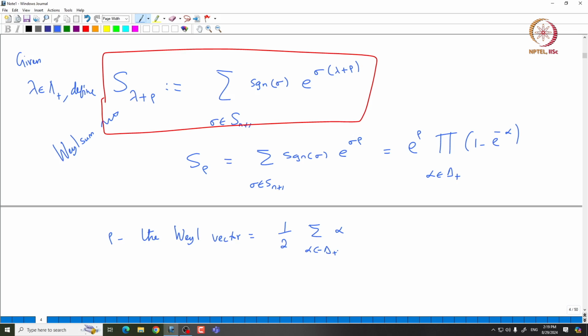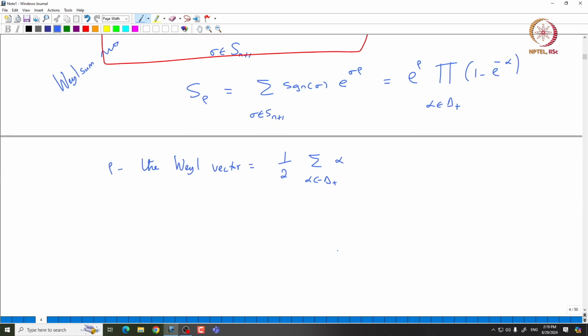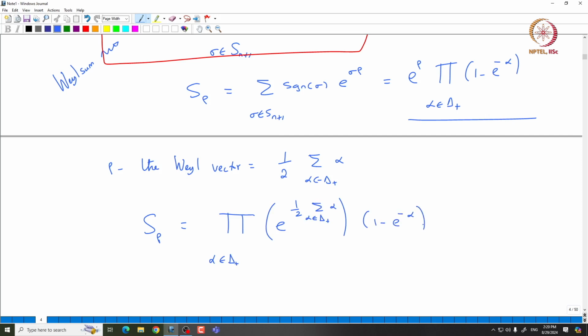In particular, one can rewrite this S rho in terms of the positive roots as follows. If we substitute e power rho by e power of half times the summation of alpha, alpha in delta plus, then this identity becomes the product over alpha in delta plus of e power of half alpha times 1 minus e power minus alpha, where the product is outside.